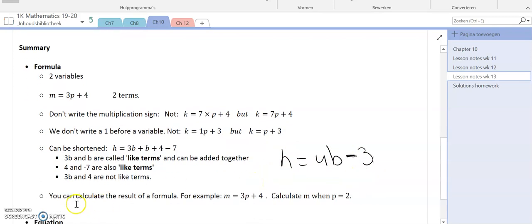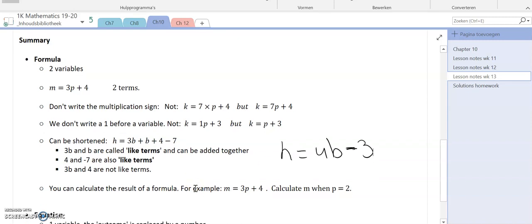Okay, you can calculate the result of a formula. For example, if we have the formula m is 3p plus 4, then you can calculate m when p is 2. So then you replace the p with the 2, and then you get 3 times 2 is 6 plus 4. So then m is 10. And you need to know the order of operations.